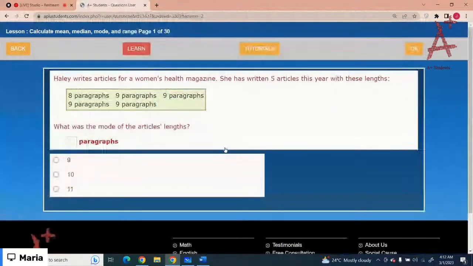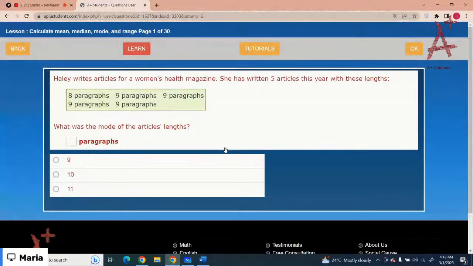Mode is the one that appears the most in the data. Halle writes articles for a women's health magazine. She has written 5 articles this year with these lengths: 8 paragraphs, 9 paragraphs, 9, 9, and 9. What was the mode of the data?